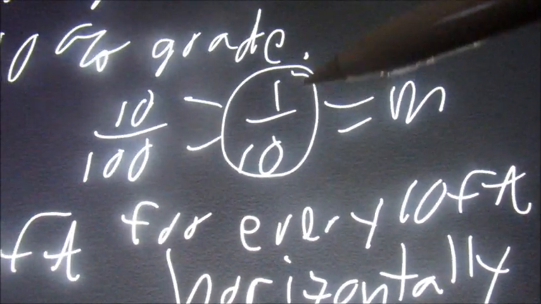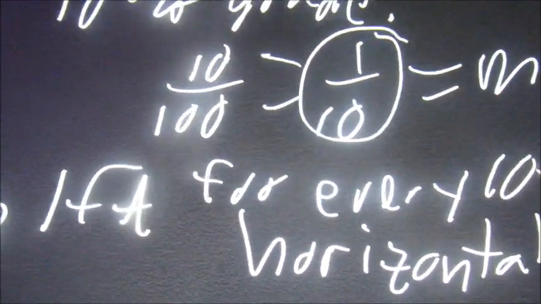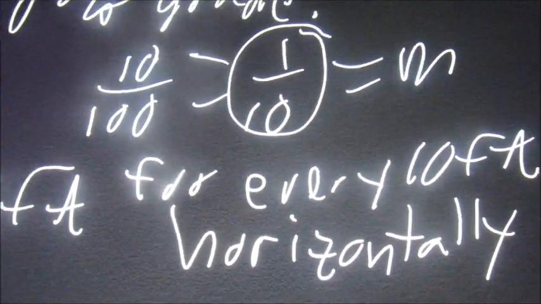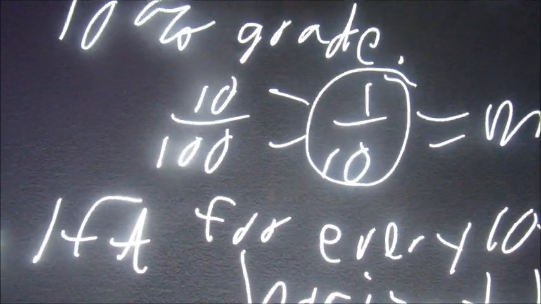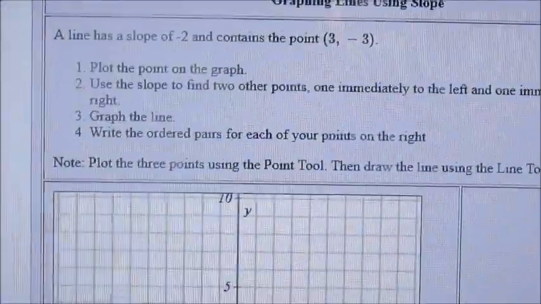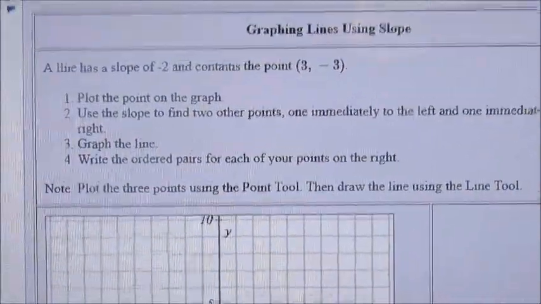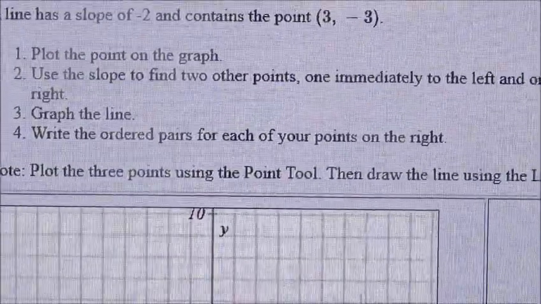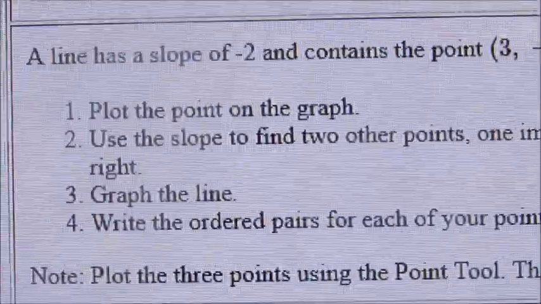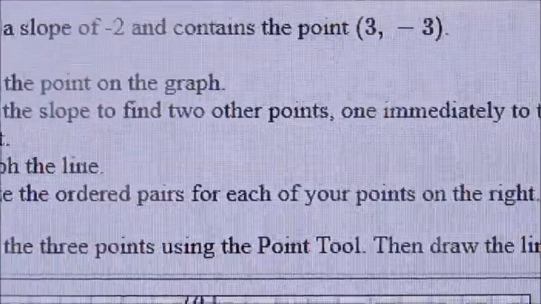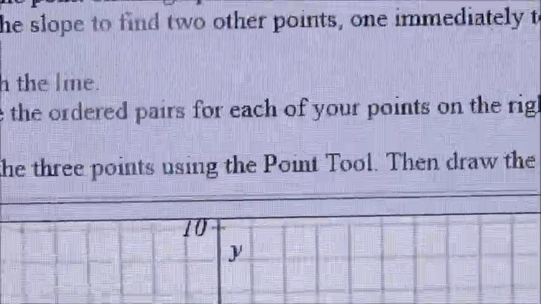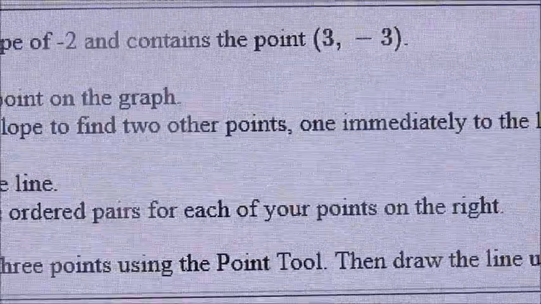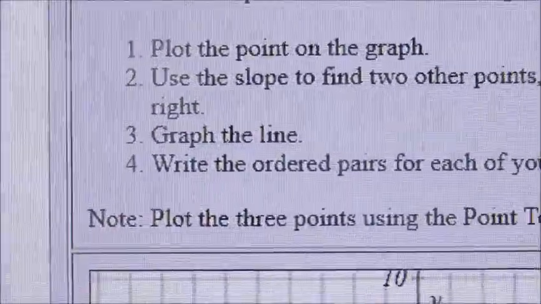So whatever number you have on top, after you reduce, is going to be how far you're going up or down, and the bottom number is going to be how far you're going horizontally. You're going to have a few questions like this, and this is different than any of the other ones because you're going to have to graph all of the points on the line. So what it says here is a line has a slope of -2 and contains the point (3, -3). And it says plot the point on the graph.